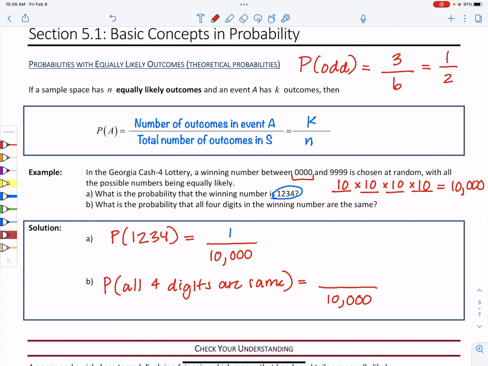If all 4 digits are the same, right, think about what those would look like. And if we think about what the different options are here, right, we're going to have all the way up to 9999. In other words, there are going to be 10 possible numbers where all 4 digits are the same. And if I want to simplify this, that gives me a probability of 1 in 1,000.